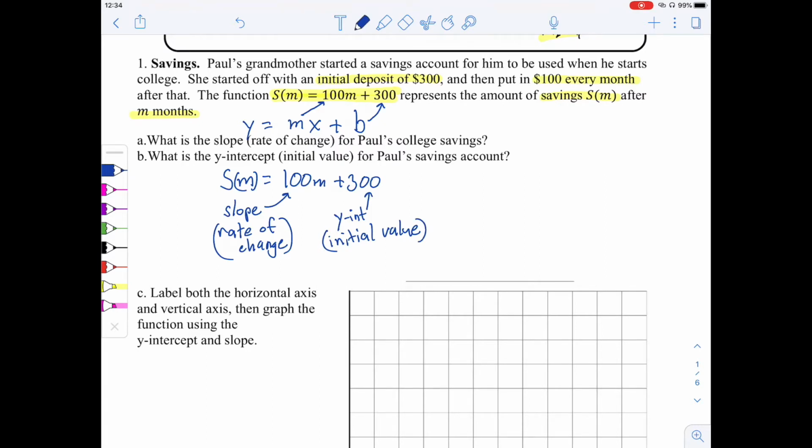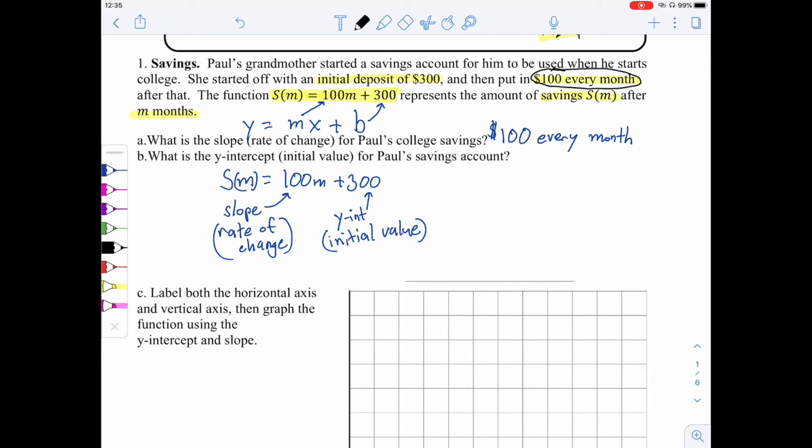So if we know that just by looking at the equation, it says what is the slope, which is your rate of change? 100, right? And our rate of change is not just 100. It's $100 every month, per month. So $100 every month, that is our rate of change. And that makes sense because it tells us right here, $100 every month. That's what it's changing by.